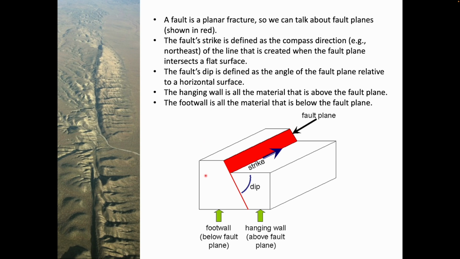In a fault, we talk about the hanging wall and the footwall. The hanging wall is all the material above a tilted fault plane, and the footwall is all the material below the fault plane. If you can imagine yourself in a tunnel intersecting that fault plane, you are standing on the footwall because it's below the fault plane, and the hanging wall is above you, where you might hang your lantern if you're in that tunnel. So again, hanging wall, the material above the fault; footwall, the material below the fault.